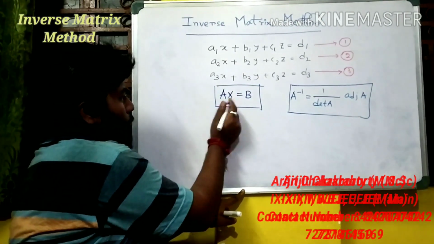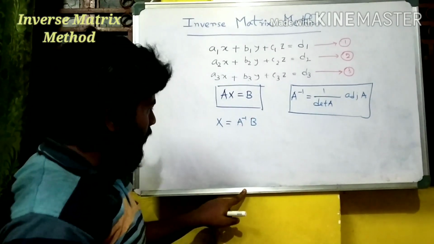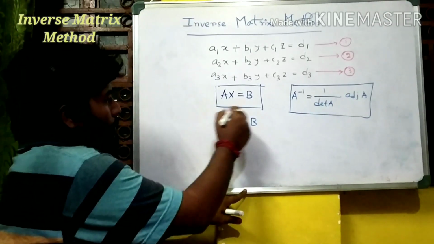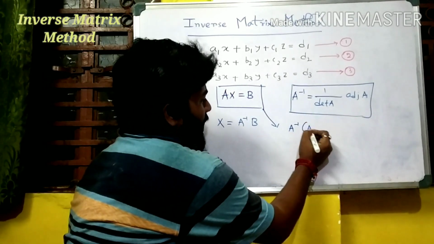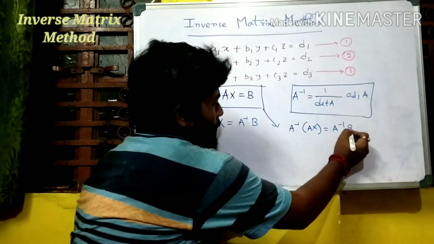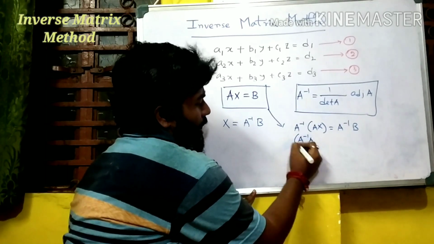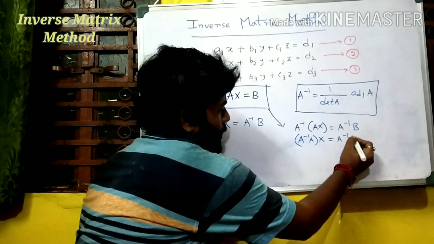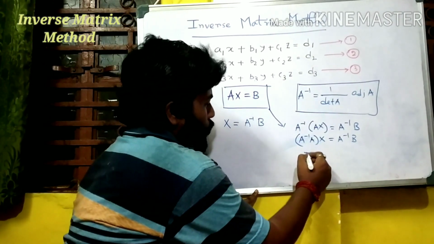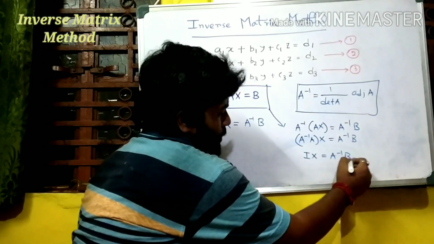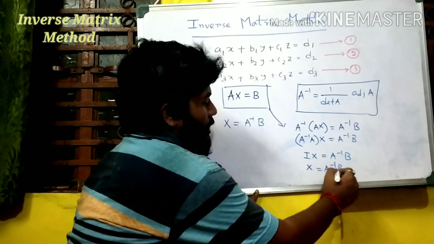Next, from this we can easily write X is equal to A inverse into B. Simply, if we multiply A inverse on both sides, then A inverse AX is equal to A inverse into B. Then A inverse into A into X is equal to A inverse into B. And we all know that A inverse into A is the identity matrix I. So IX is equal to A inverse into B, and I into X is X, so X is equal to A inverse into B.